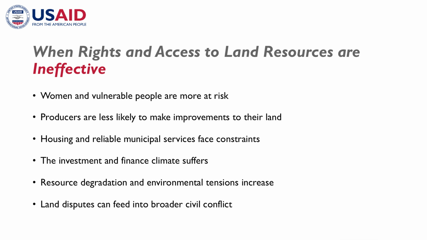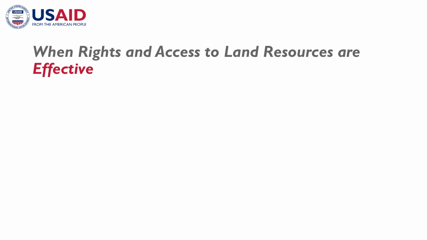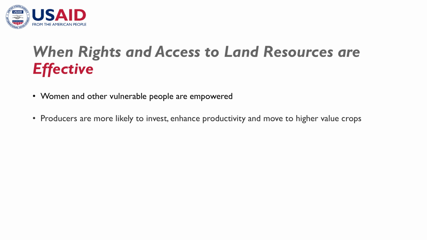Land tenure and property rights also matter because when rights and access to land and resources are effectively implemented, women and vulnerable groups are empowered. Producers are more likely to invest, and that can enhance productivity. It can move people to produce and grow higher value crops. That can help incomes, but it can also help address food insecurity concerns.